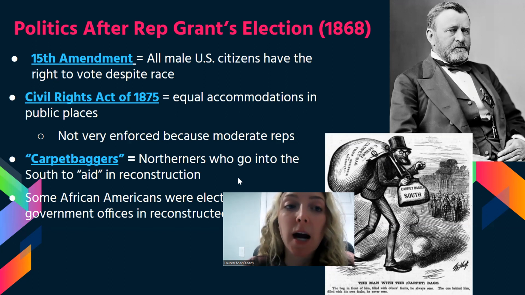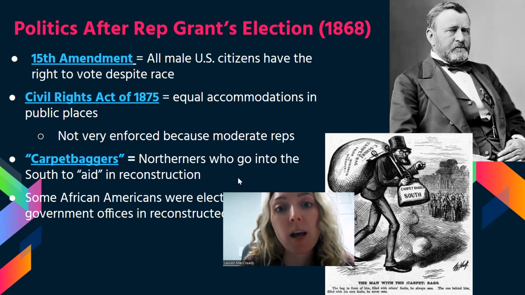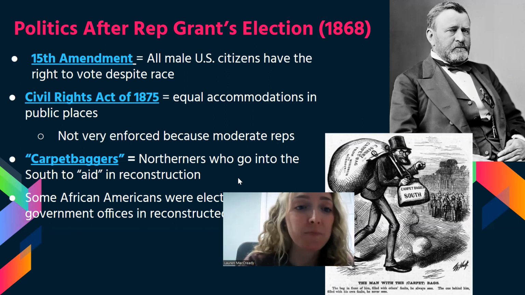This grants equal accommodation in public places. It's not fully enforced, though. We're going to start getting Jim Crow stuff later. But basically it said that in public places, Black and white people should have equal accommodations. But it's not going to be as enforced. We'll talk a little bit about why that is later.